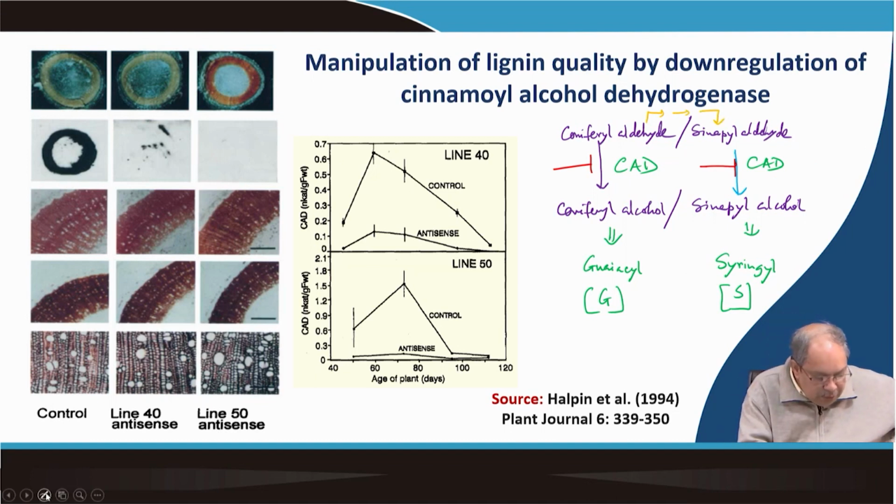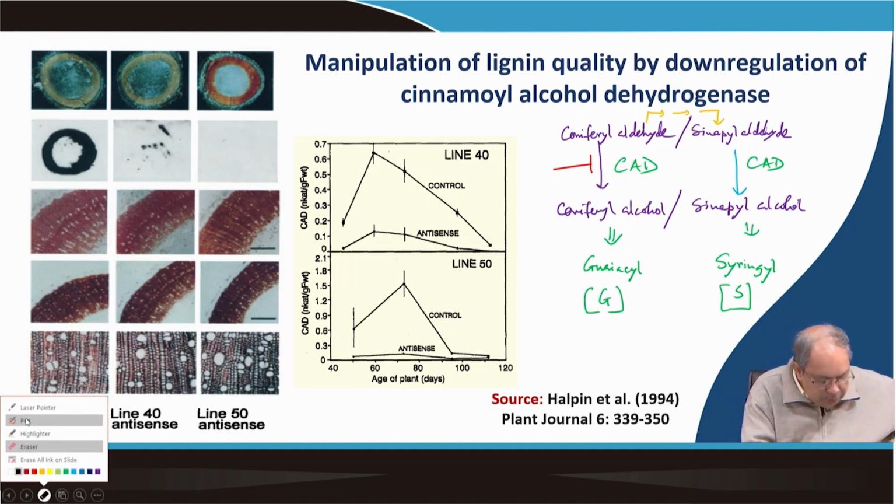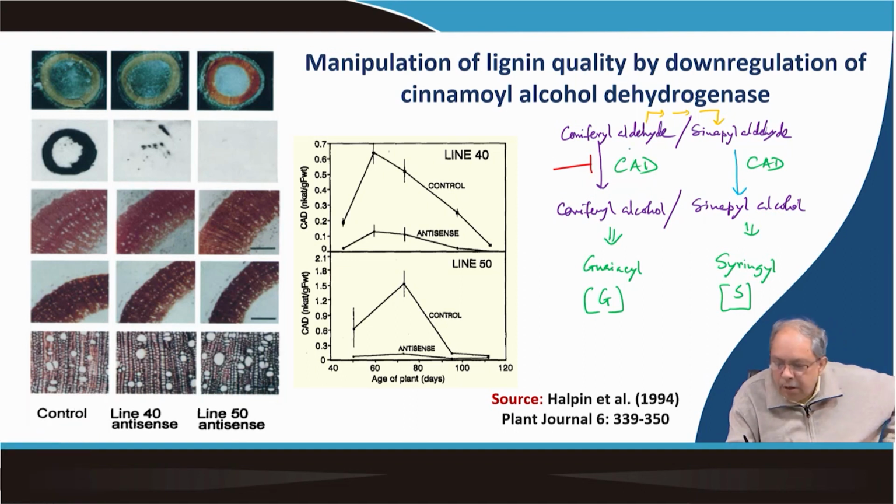So, it is possible that by blocking CAD here, the pathway may flow in this direction, leading to the formation of more syringyl lignins. It is possible. So, what is going to happen is that although the lignin content will be reduced, that is the most important point, because you are blocking the CAD, it will affect the lignin quality.